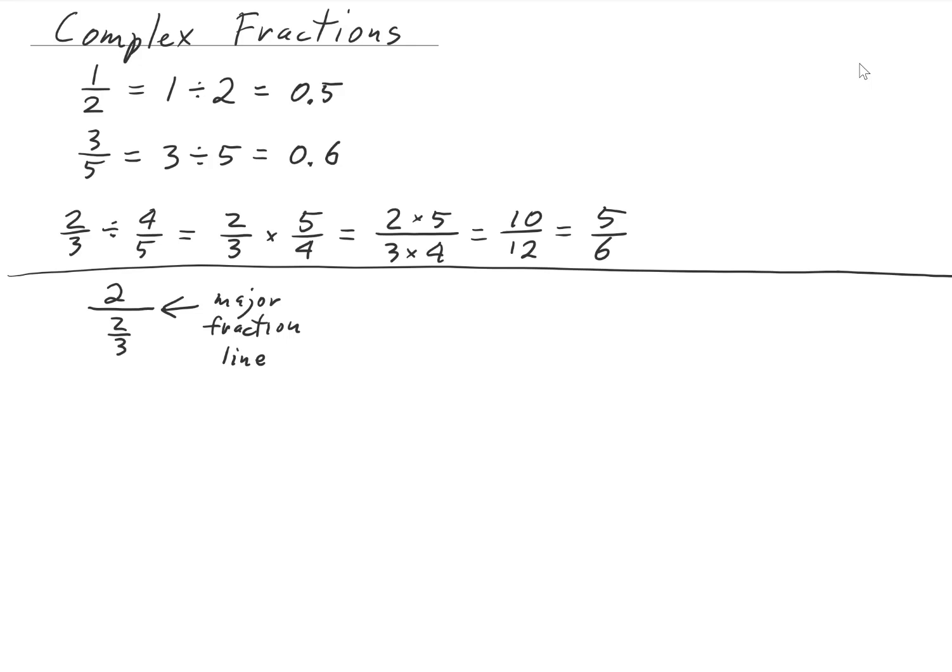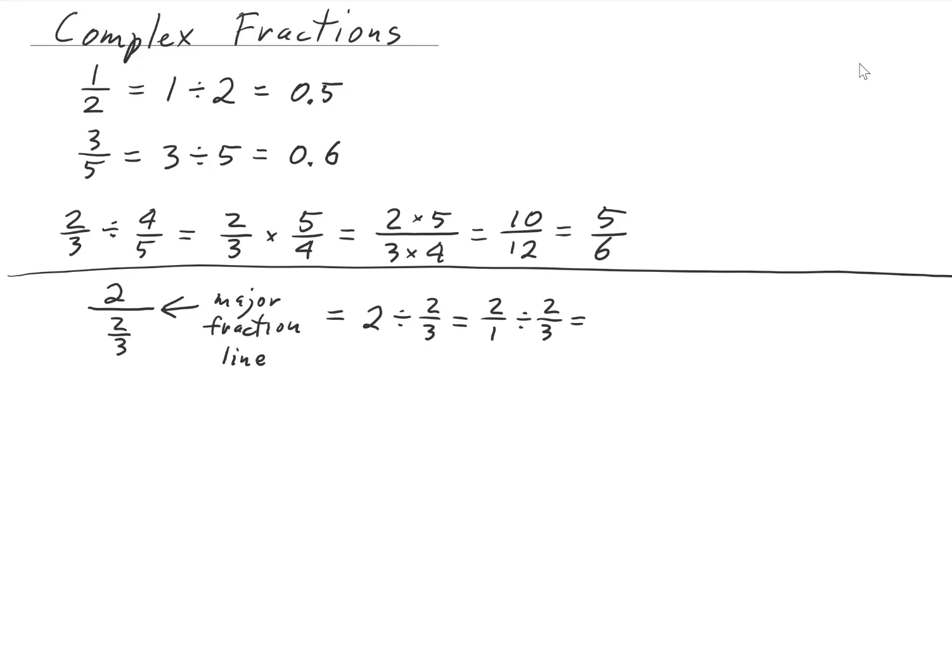And what that means is, when you turn this into a division problem, it's the top, the number above the major fraction line, divided by the bottom, the number under the major fraction line. So now we're dividing a whole number, 2, by a fraction. You have to change the 2 into a fraction. And how do you do that? Well, that's easy. You just put it over 1. So it's 2 over 1 divided by 2 over 3.